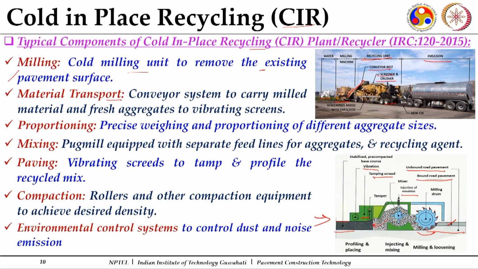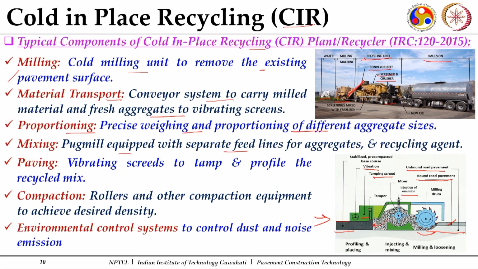Then the material transfer, as you can see, this is a conveyor belt, the conveyor system to carry milled material, and if required the fresh aggregates will be simultaneously added. So, precise weighing and proportioning of different aggregate sizes, as I mentioned, typically we go for sizes up to 2 inches, 40 mm to 50 mm. Whatever oversizes are there, they are discarded.